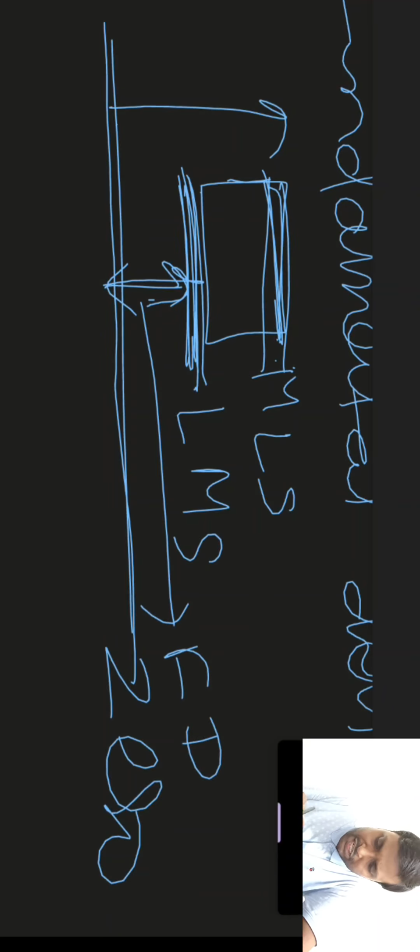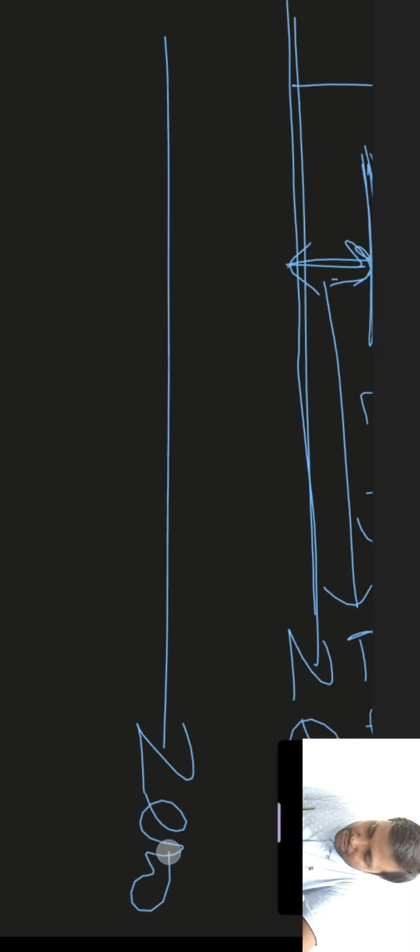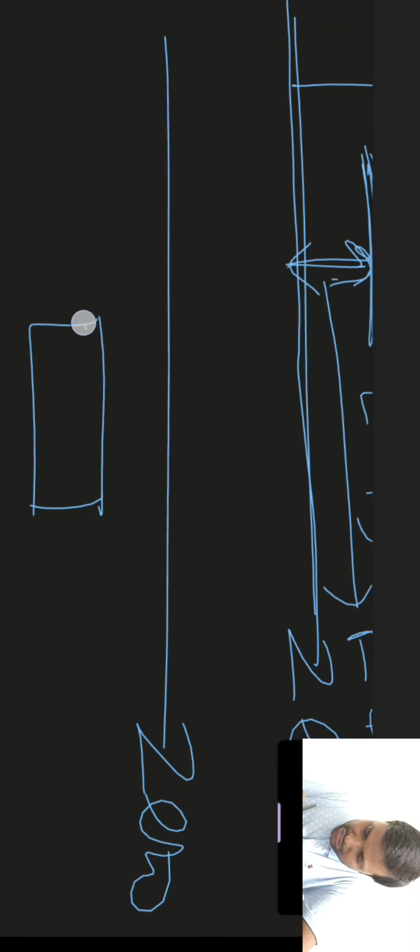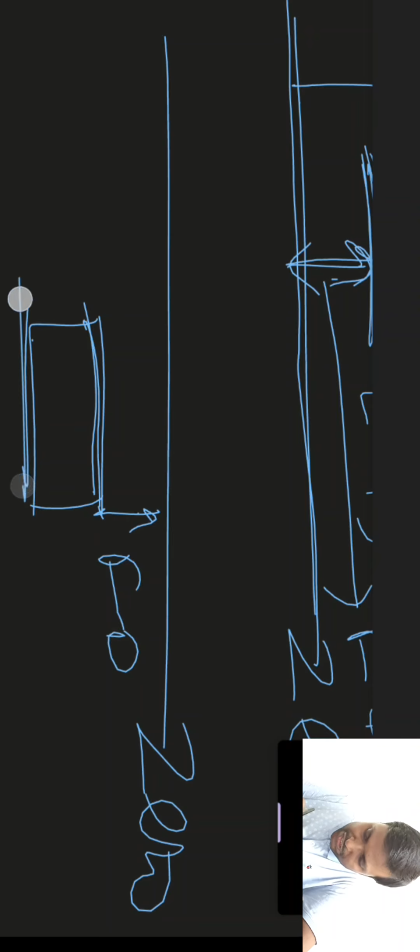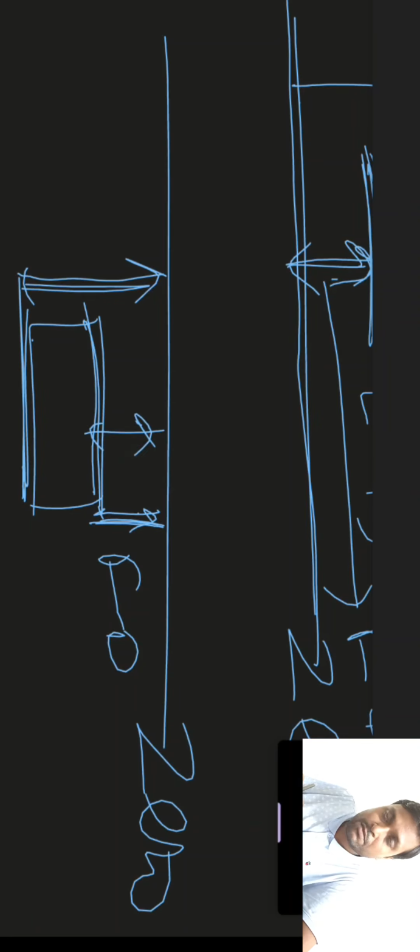Now take another example of a shaft. Let this be the zero line and the shaft is below the zero line. So in this case, this is the deviation which is nearest to the zero line, so this deviation will be called fundamental deviation. This deviation is not nearest to the zero line; its distance from the zero line is more as compared to this distance, therefore only this distance will be called fundamental deviation.